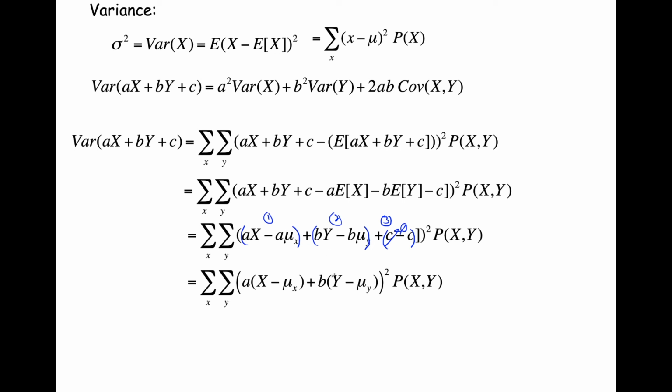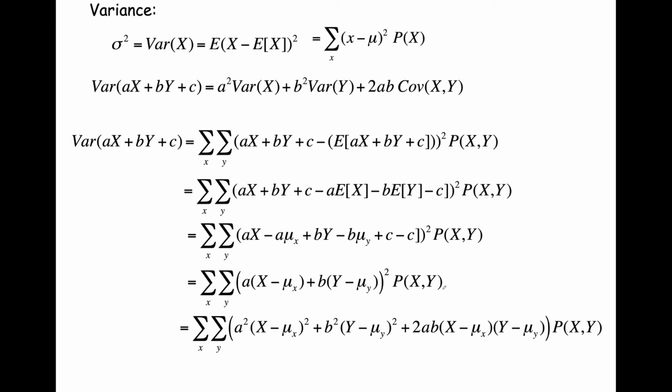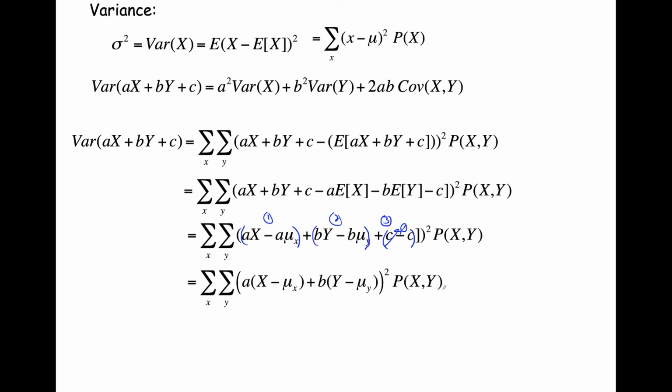We write b times quantity y minus mu y, and all of that is squared times p of x. That hasn't gone away. So now, of course, we're going to apply the FOIL rule. When we apply the FOIL rule, we look at this expression. We have the first term, we have the second term. So we're going to label that term 1, we're going to label this term 2.